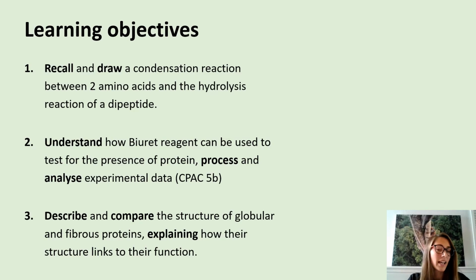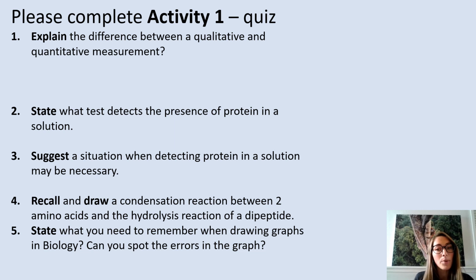Okay, so the learning objectives for today are to be able to recall and draw the condensation and hydrolysis reactions between amino acids, to understand how the Biuret reagent can be used to test for the presence of protein, and we'll be covering your first practical assessment today, which is CPAC 5, and then to describe and compare the structure of globular and fibrous proteins, explaining how their structure links to their function. So please pause the video and complete activity 1.